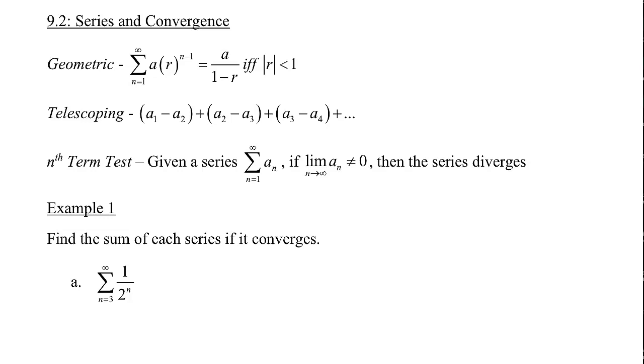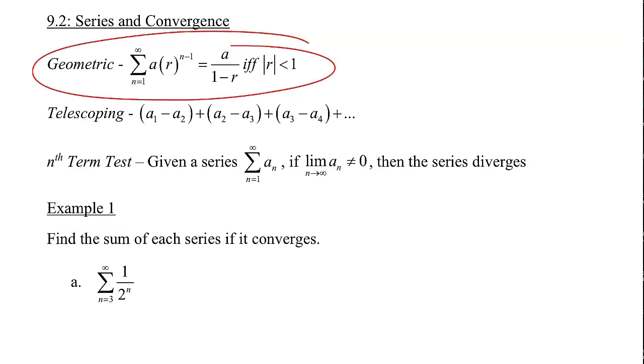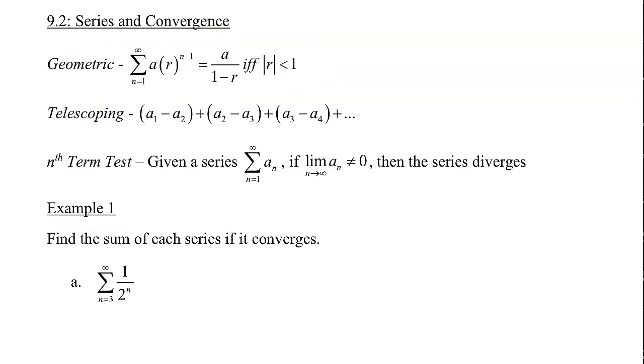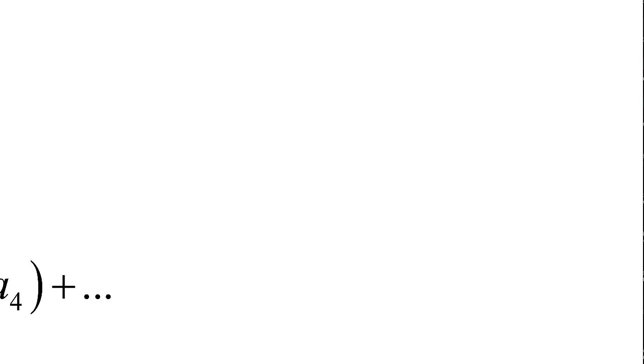So the first one that we're going to talk about is geometric. And then we'll get to telescoping and the nth term test as we go through the video. So with the geometric, this is something that you covered in pre-cal. I know you did. So if I have something like 8 plus 4 plus 2 plus 1 plus 1/2 plus blah, blah, blah.